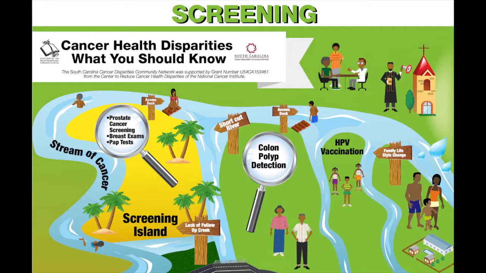The screening sub-story map shows the upper left quadrant of the larger flow map, and it shows the various ways in which cancer can be detected in its earliest stages and treated in a more successful way.